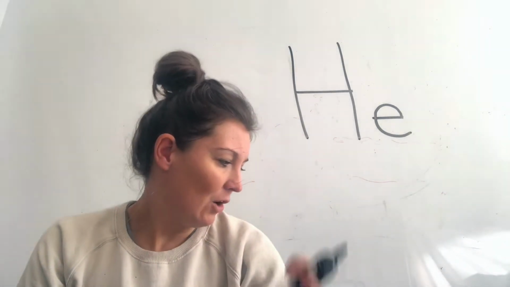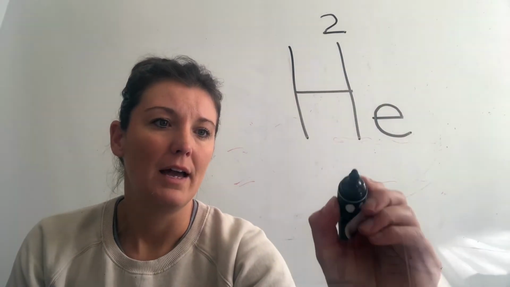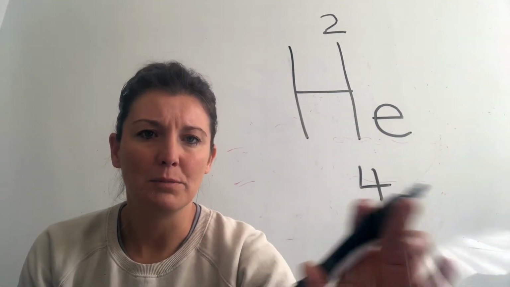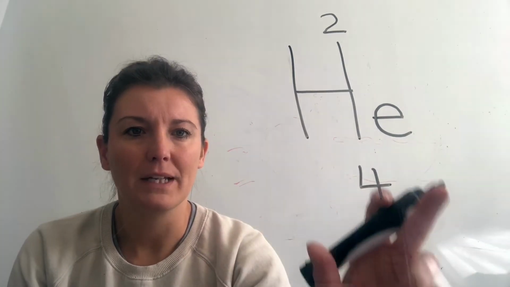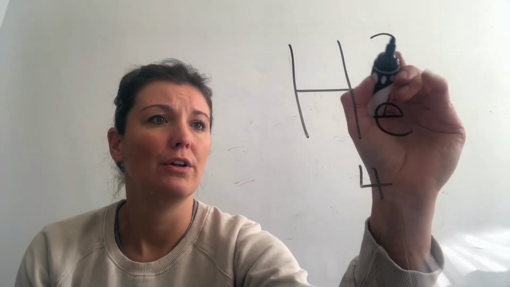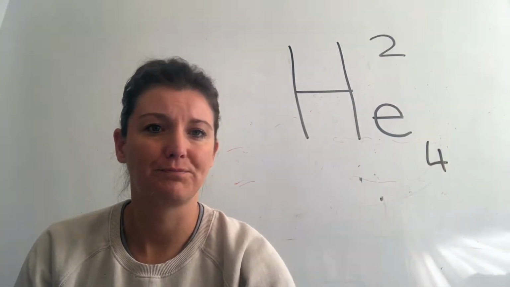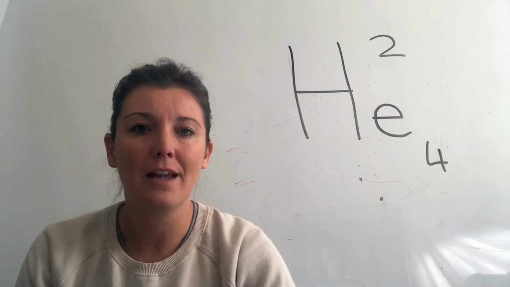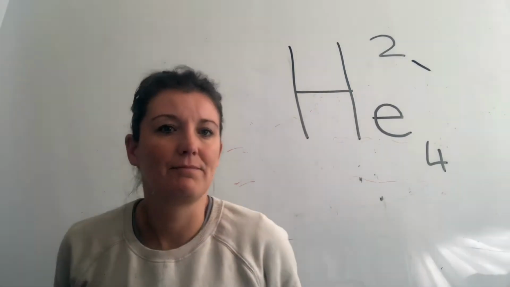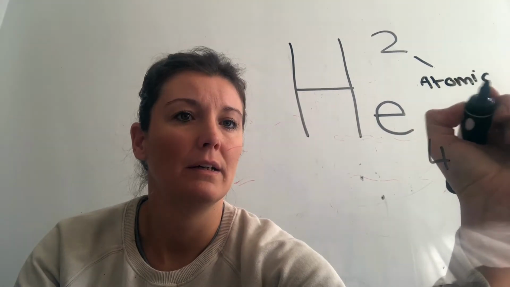Alright, so helium on the periodic table has a number 2 at the top and a number 4 at the bottom. Some of those will be a decimal number, but we round to the nearest whole number, the bottom one. Okay, so that 2 and that 4 there. That 2 tells you the atomic number. So that's what that one is called. Atomic number.